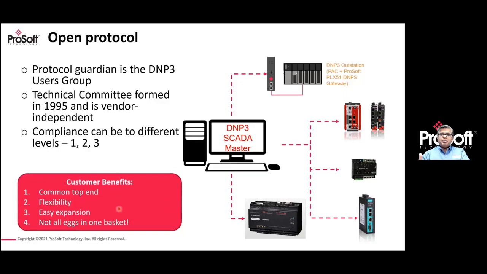If you look at the customer benefits of this open protocol, one of the biggest benefits is that you can have a common top end, but have the flexibility to choose remote outstation hardware or software solutions that really fit the application. For example, you're not tied to using the same DNP3 product at a smaller substation versus a much larger substation. You're able to scale as long as it complies with the functionality that you want. You can pick and choose what product you want for each of your remote sites.